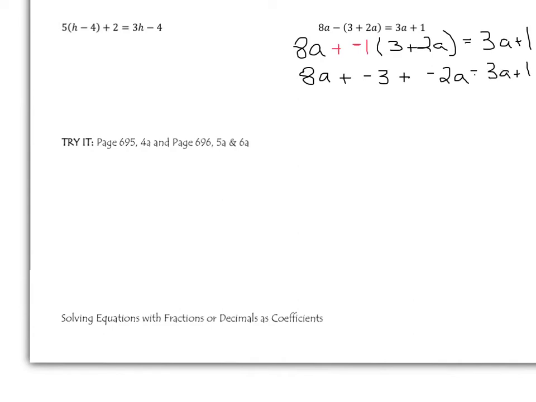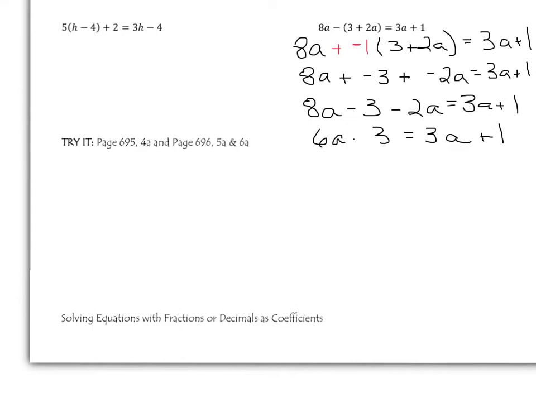At this point I'm going to change it back to subtraction. Plus and negative is the same thing as minus. And then combining like terms is our next step. We have 2a terms. 8a minus 2a is 6a. And then we can add 3 to both sides, and that gives us 6a equals 3a plus 4.